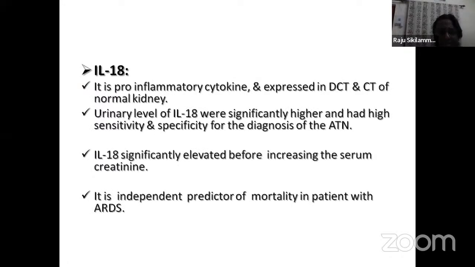Then interleukin 18, which is a pro-inflammatory cytokine. It is expressed in the distal convoluted tubule and collecting ducts of the normal kidney. Urine levels of interleukin 18 were significantly higher, with high sensitivity and specificity for the diagnosis of acute tubular necrosis. Interleukin 18 is significantly elevated before the increase in serum creatinine level. It is an independent predictor of mortality in patients with ARDS.